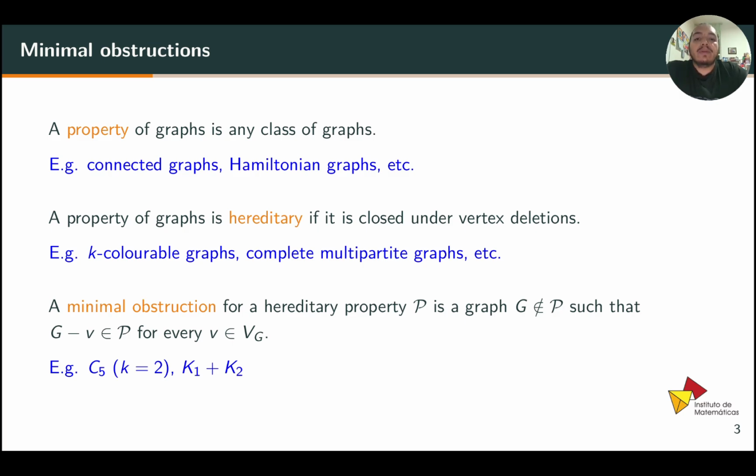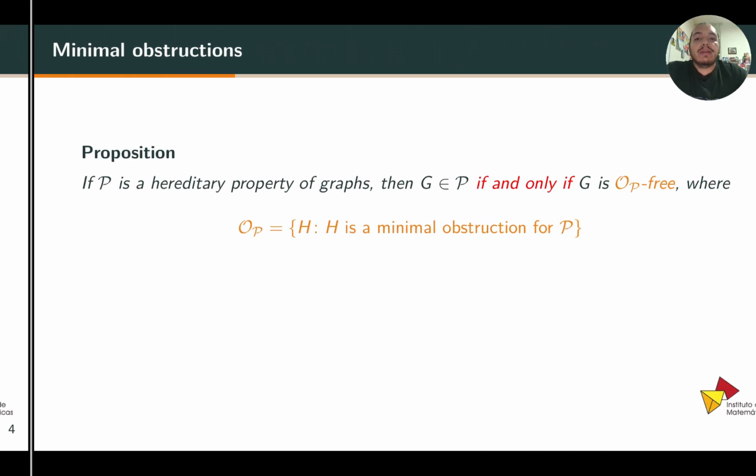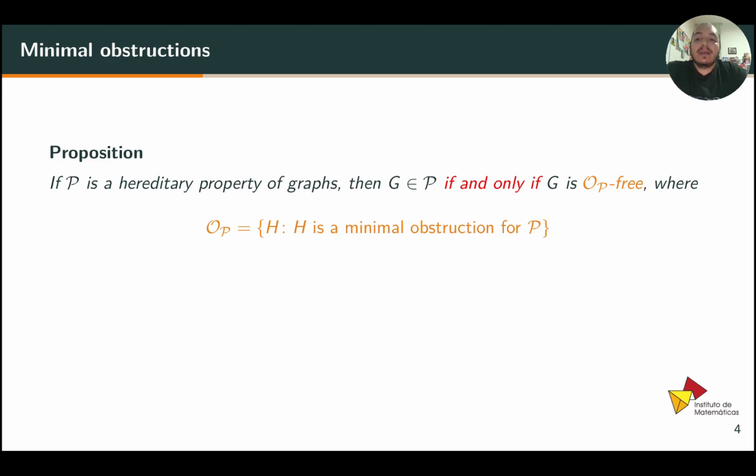Also, for complete multipartite graphs, we have an example of a minimal obstruction, which is the disjoint union of K1 with K2. And why are we interested in these minimal obstructions? Well, this is because any hereditary property of graphs can be characterized by means of its minimal obstructions in this way. A graph G has a given hereditary property P if and only if G doesn't have as an induced subgraph any of the minimal obstructions for the hereditary property P.